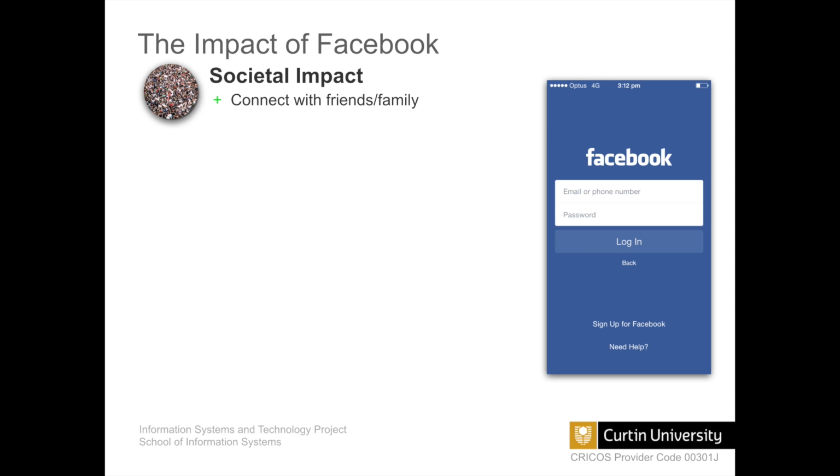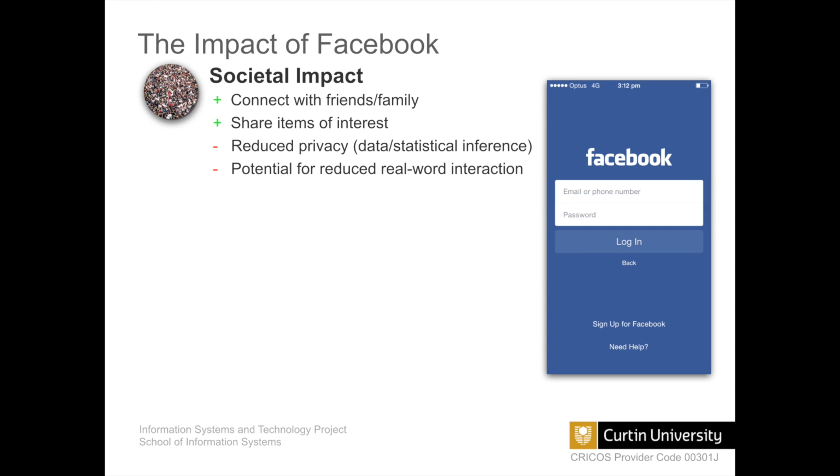Positive impacts of Facebook from a societal standpoint are that it enables you to connect with family and friends, some of which you might not see on a regular basis. It also enables you to share items of interest. However, Facebook can lead to reduced privacy either through data that's been shared by the Facebook user, by others, or that's been inferred through data analysis. As we've discussed, some have expressed concern that social media in general has the potential to lead to reduced real-world interaction and shortened attention spans.